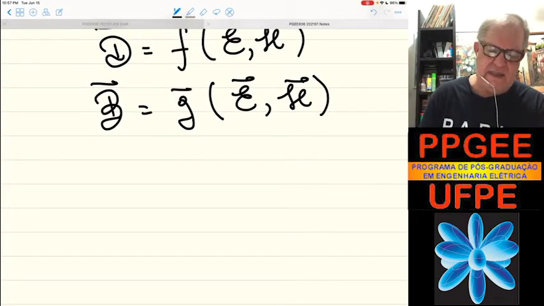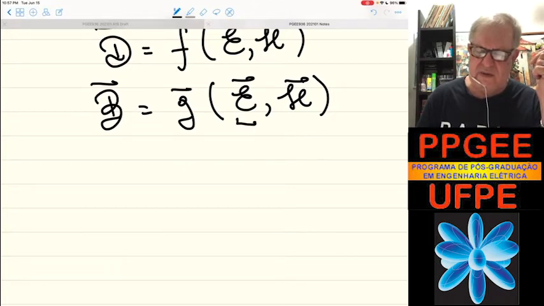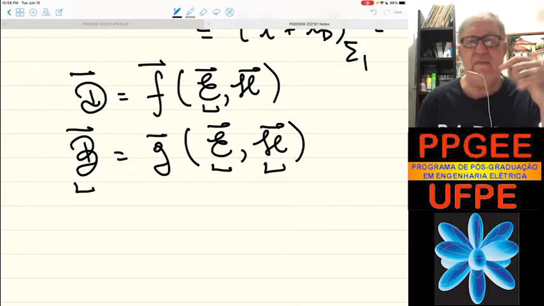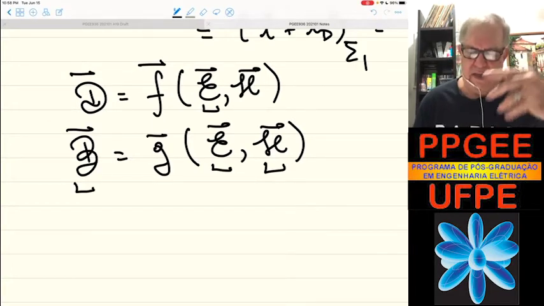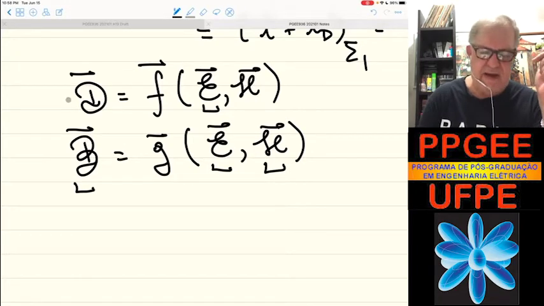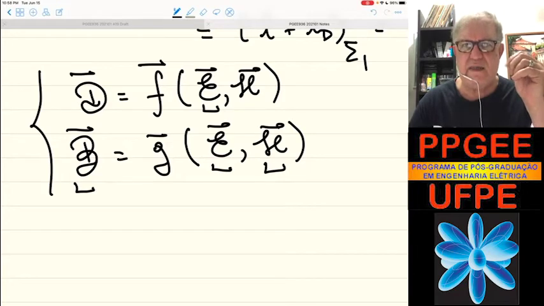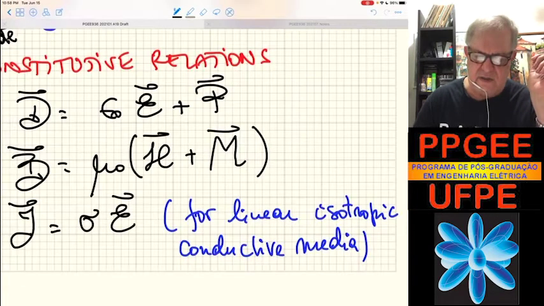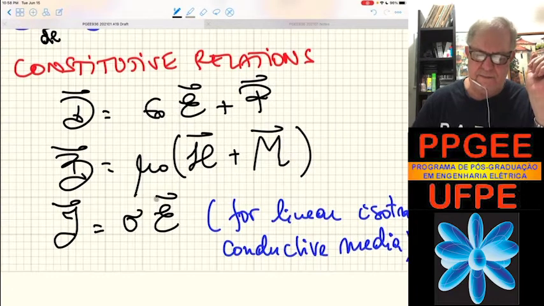In general, these are only functions of one of those. For instance, D is only a function of E and B is only a function of H. But in certain types of materials, we might have an influence of the E field on B and the influence of the H field on D. So we might get more complex relations between those things. But in general, in 99.999% of the cases, we use the standard constitutive relations, which are those here, okay?